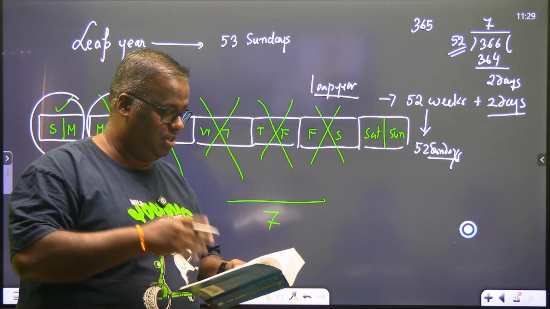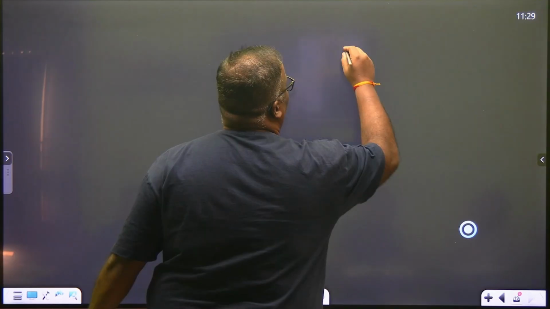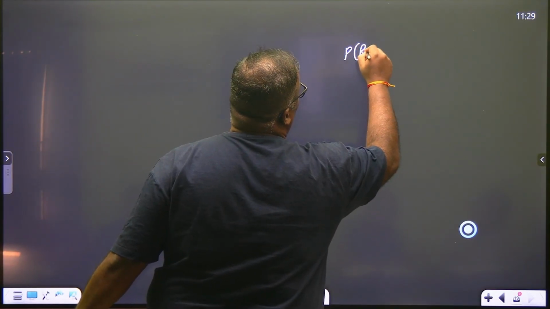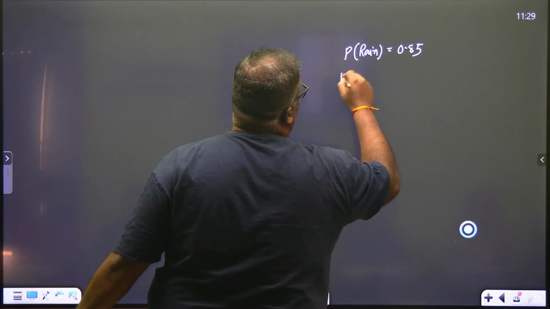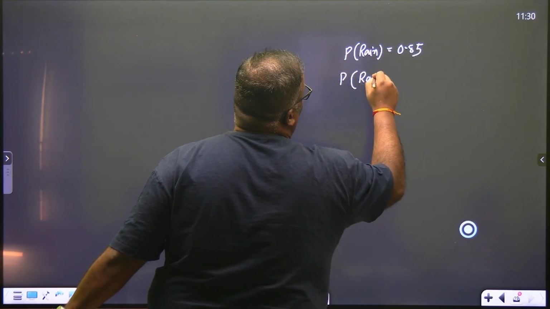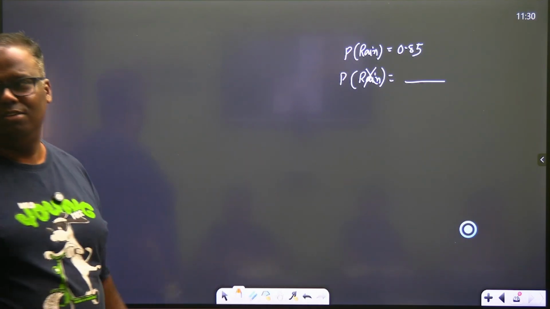A last question. The probability that it will rain tomorrow is 0.85. What is the probability that it will not rain tomorrow? Tell me quick. 0.15.